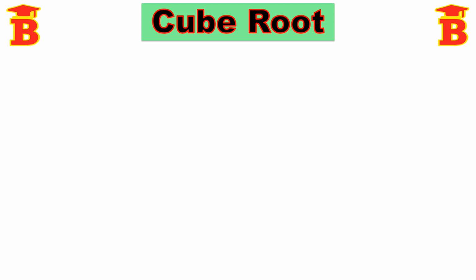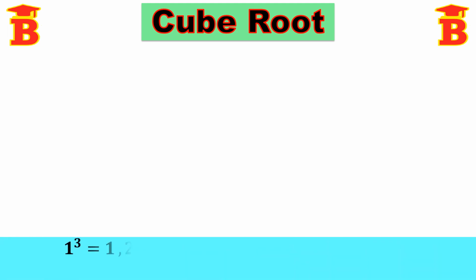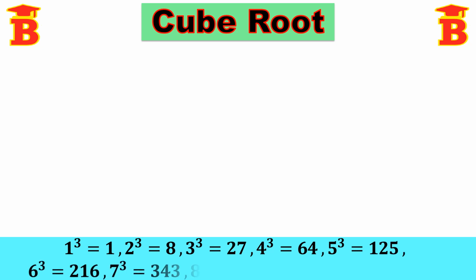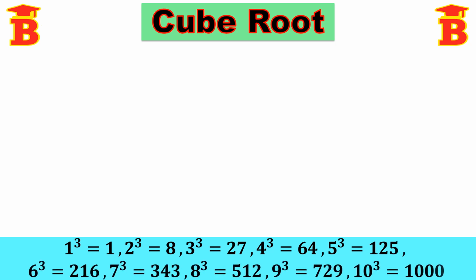In this video, we are going to learn the easy trick to find the cube root of any number. We know the cube of small numbers like 1 cube equal to 1, 2 cube equal to 8, 3 cube equal to 27 and so on. And finally 10 cube is 1000.